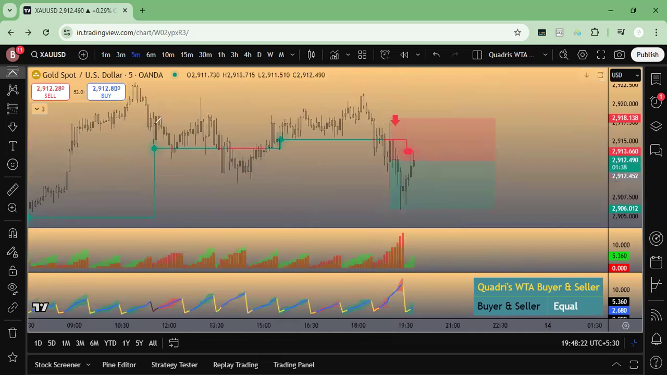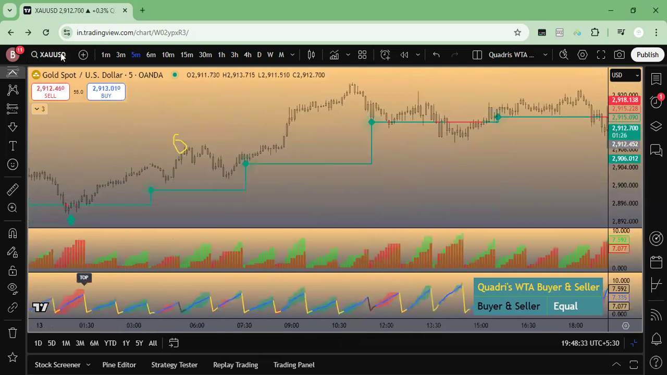Now the question would arise: why would I not have considered this one? Because in the previous trend, particularly in this one, the volume was greater, supply was greater.